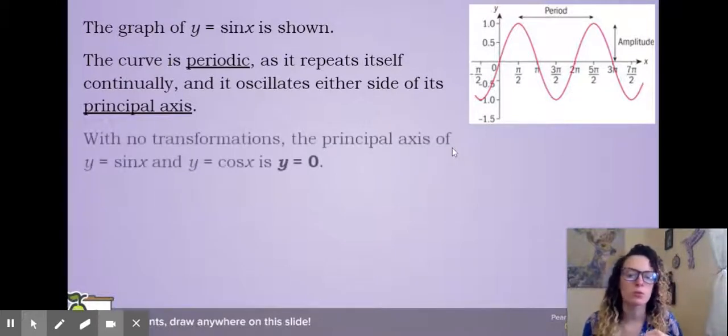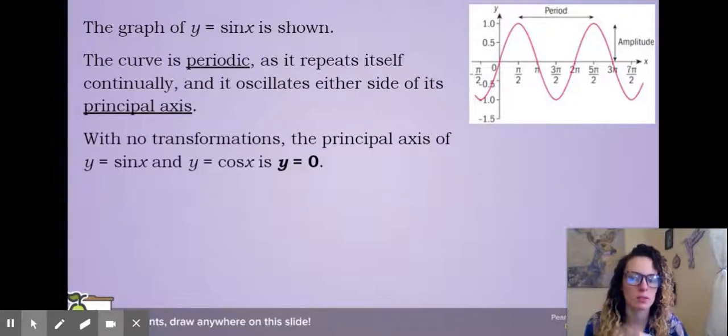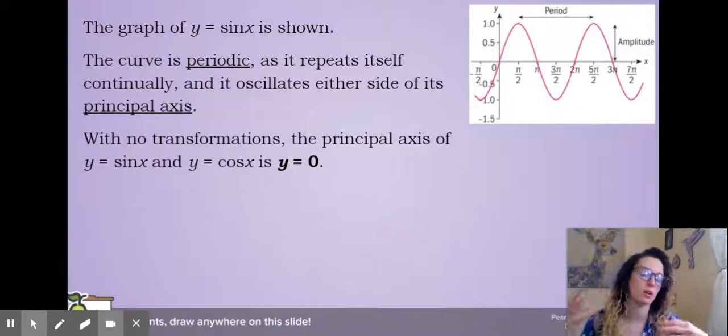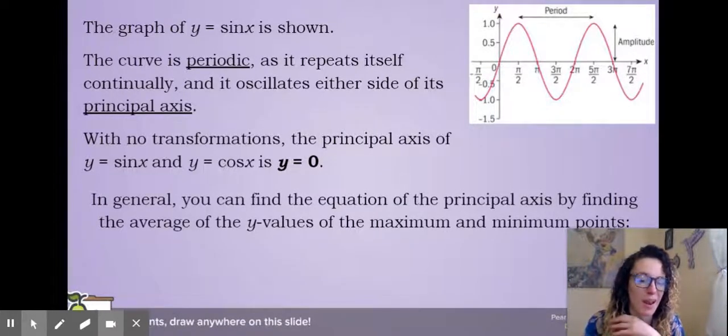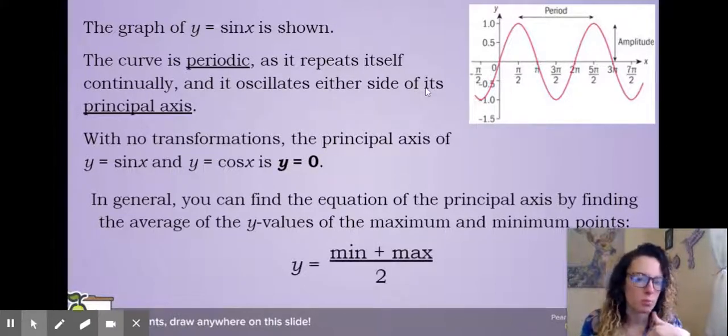Therefore, with no transformations, the principal axis of both sine and cosine is just at y equals 0, at that x-axis. In general, though, because we are going to talk about shifting the graph a little bit, you can find your principal axis by averaging the y values of the max and min points. So just adding them up and dividing by 2.